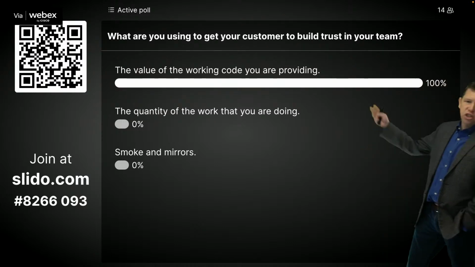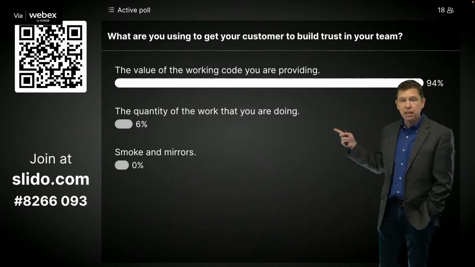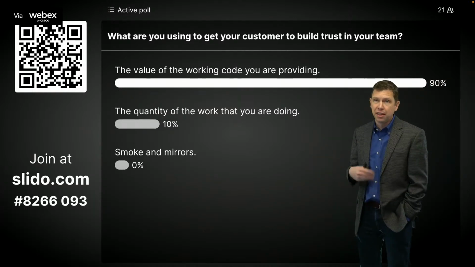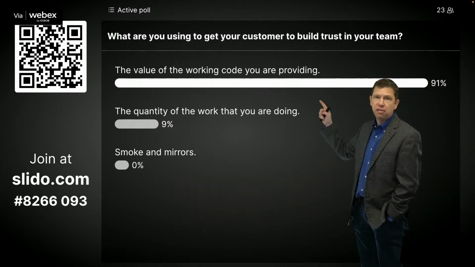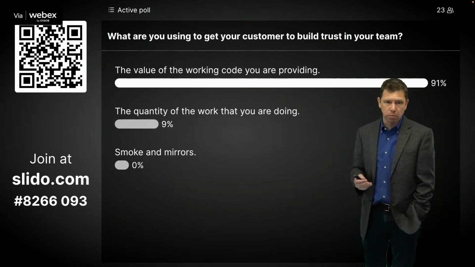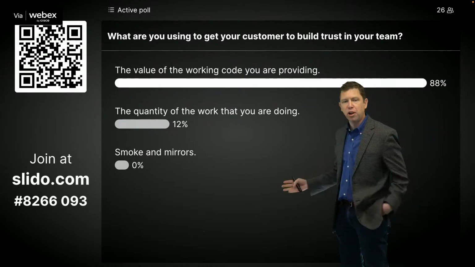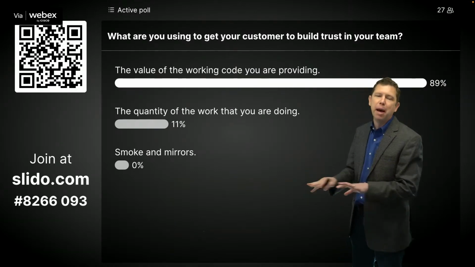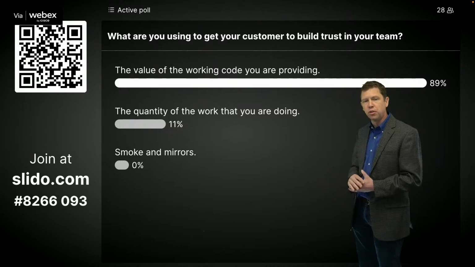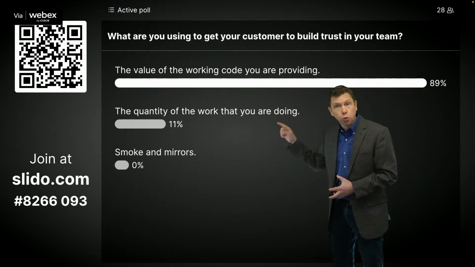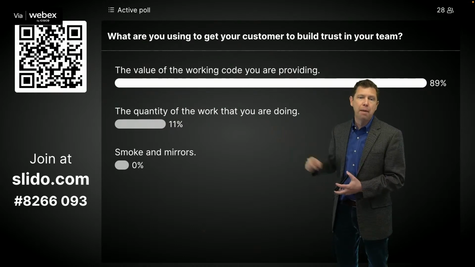So this should be what we're striving for, but it's easy to get in situations where the thing that we're trying to promote to build trust is the quantity rather than the value of the code that we're providing. I've also been on teams where it's smoke and mirrors, like the application doesn't really work, but we have a way to make it look like it works. I've seen that happen before too. This is what we want to avoid, but it's really easy to get into this trap.